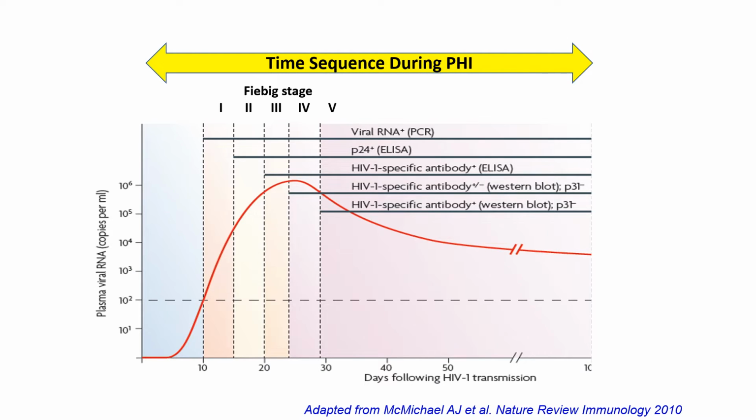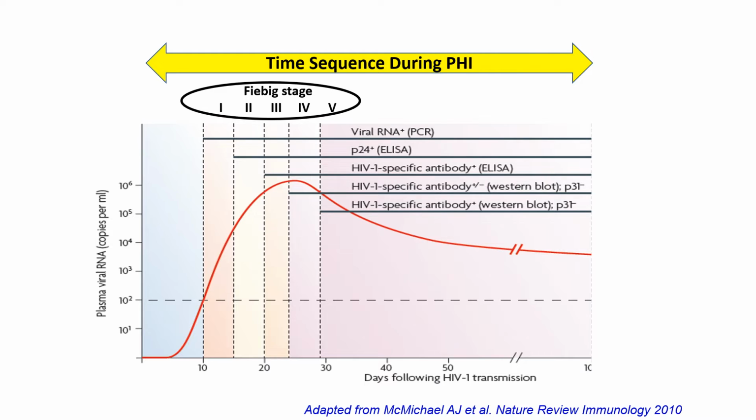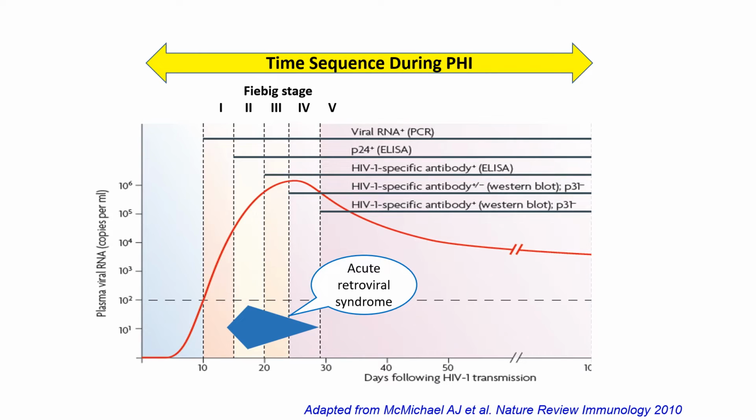Let's look at the time sequence of primary HIV infection, PHI, in more detail. On this graph, the red line denotes HIV RNA levels, which become detectable at 10 to 100 copies. The x-axis shows time in days following HIV transmission. Note the gradual appearance of markers of HIV infection corresponding to Fiebig stages 1 to 5, and the appearance and disappearance of the acute retroviral syndrome.